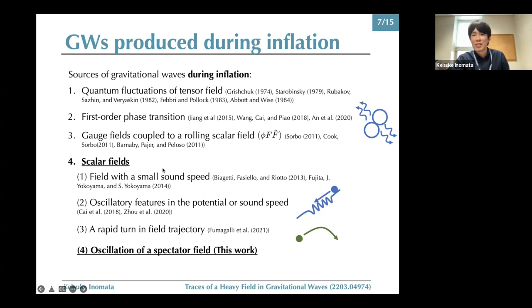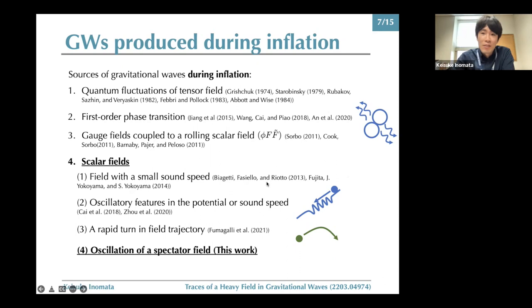For example, the scalar field has a very small sound speed. In that case, the normalization of the scalar field becomes large inside the horizon, then large gravitational waves can be produced. Also, if we consider oscillatory features in the potential, so this is a schematic picture of the potential, in this case the scalar field fluctuation gets amplified resonantly because of the parametric resonance. Then the amplified scalar field fluctuation can induce large gravitational waves.